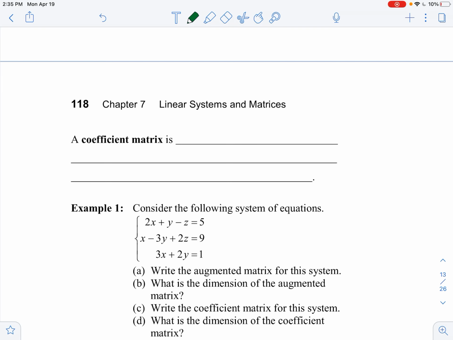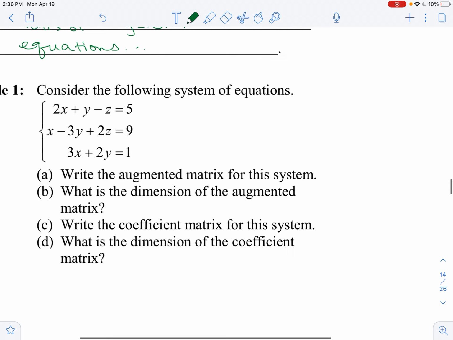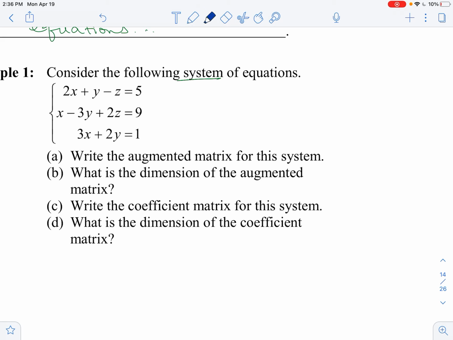So a coefficient matrix is a matrix derived from the coefficients of a system of linear equations. Okay, so here's what I mean by that. Let's say I had this system of equations here, and we've got 3 equations. To write this as an augmented matrix, this is what it would look like.